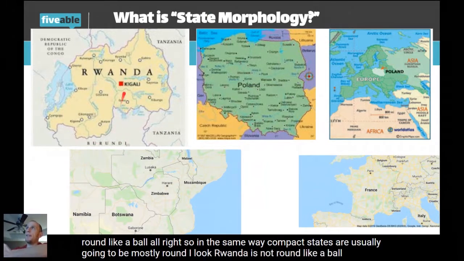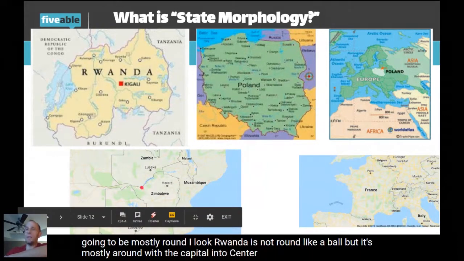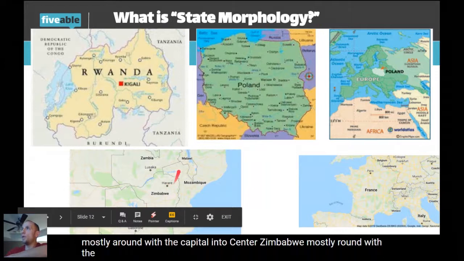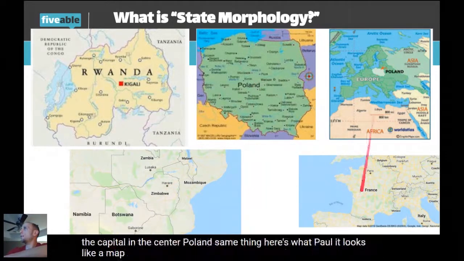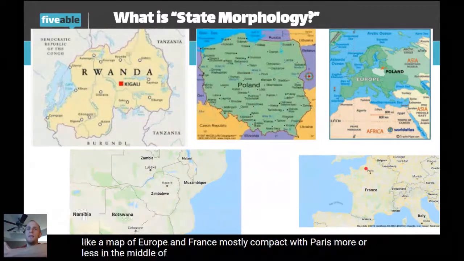Now, look, Rwanda is not round like a ball, but it's mostly round with the capital in the center. Zimbabwe, mostly round with the capital in the center. Poland, same thing. Here's what Poland looks like on a map of Europe. And France, mostly compact, with Paris more or less in the middle of the pack.